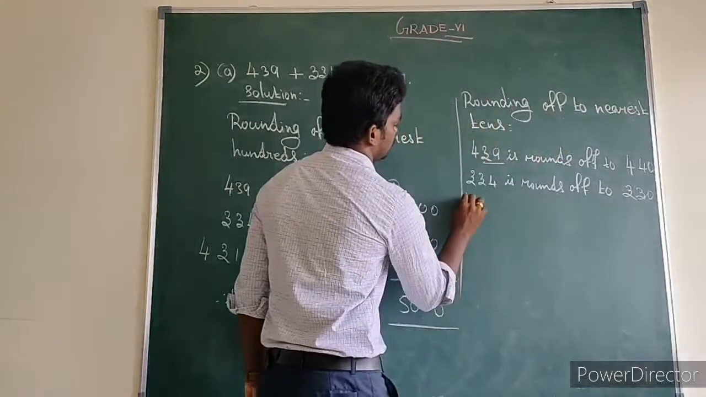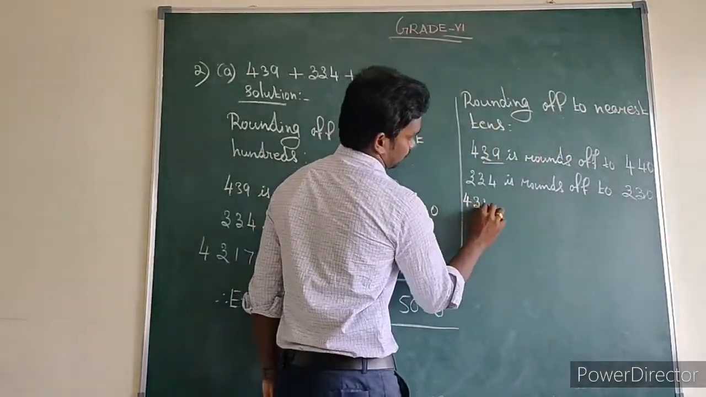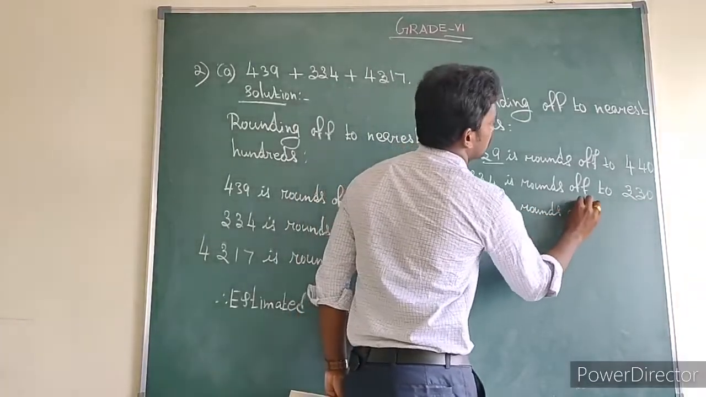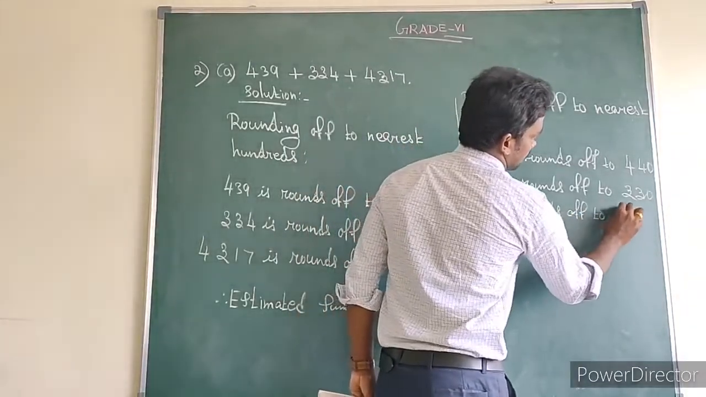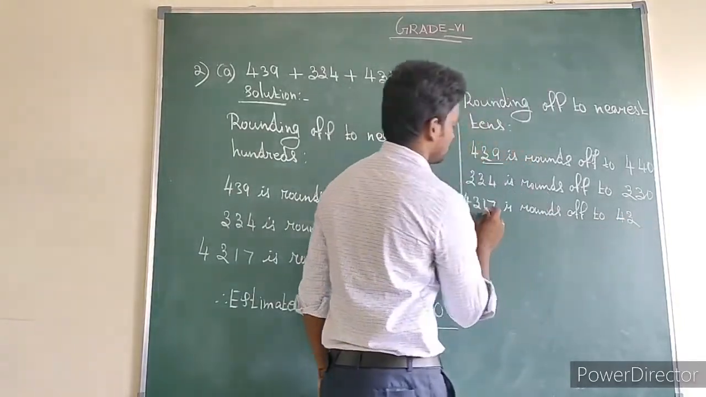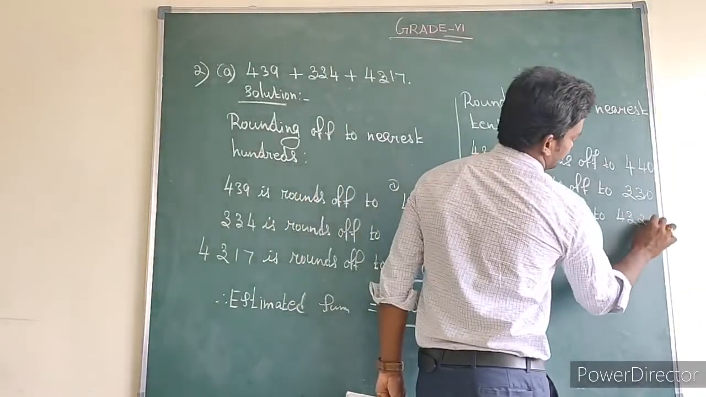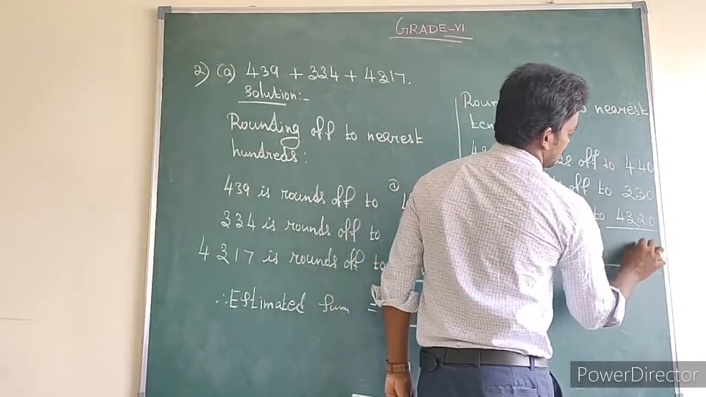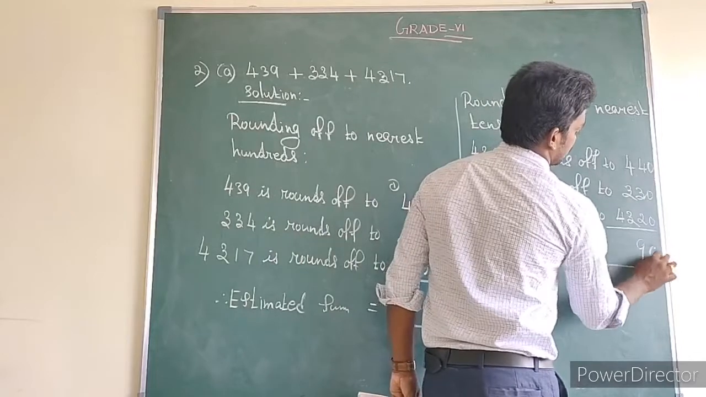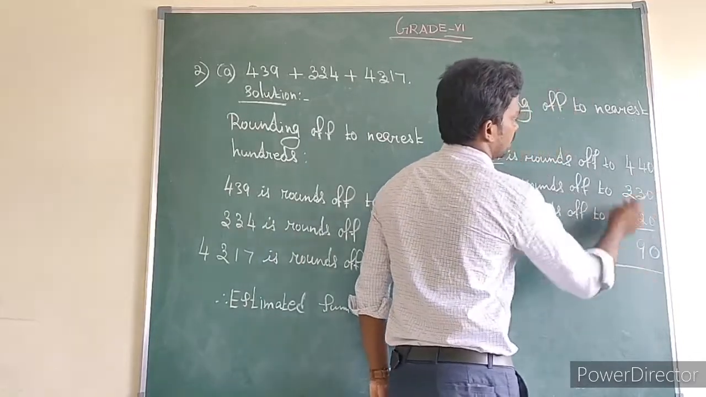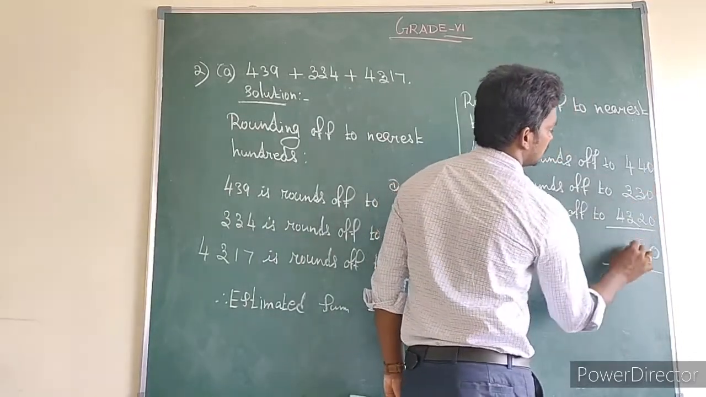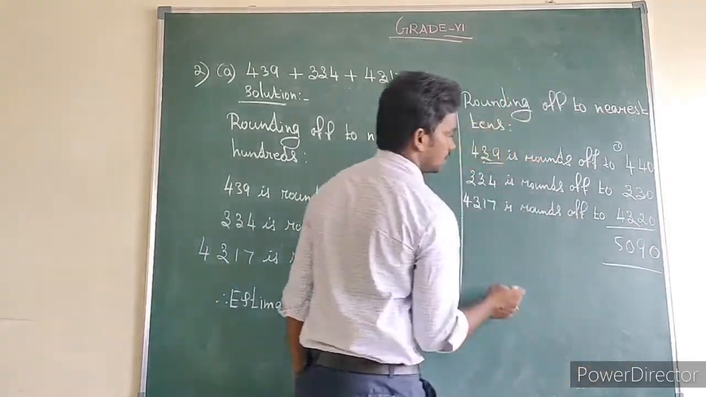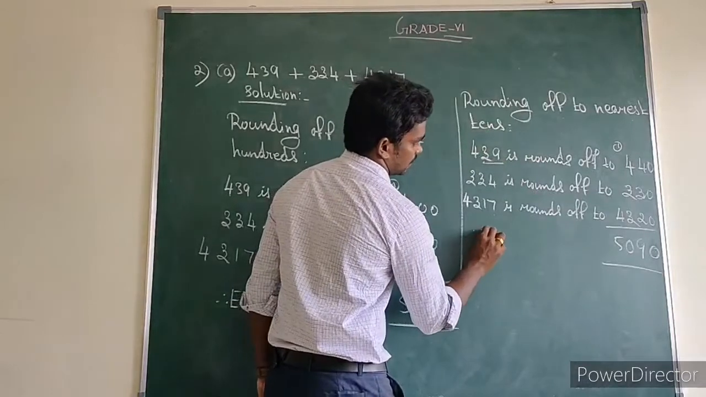Next, 4,317 rounds up to 4,300 and 17 is nearest to 20, so 4,320. So what is the estimated sum value? 0, 9, 4 plus 3 is 7, 7 plus 2 is 9. Next, 4 plus 3 is 7, 7 plus 3 is 10, remaining 1. What is the value? 5. So 5,090. Therefore, the estimated sum.